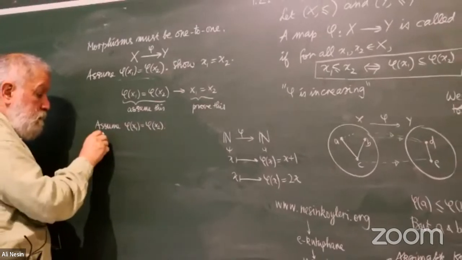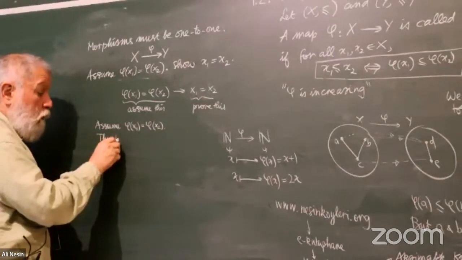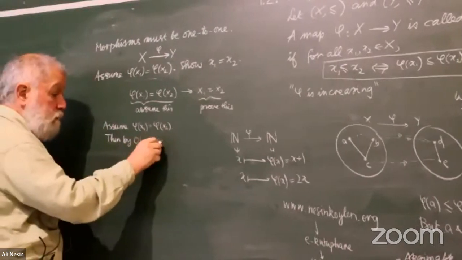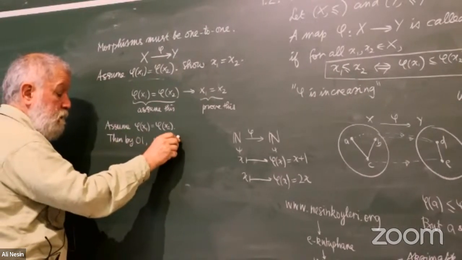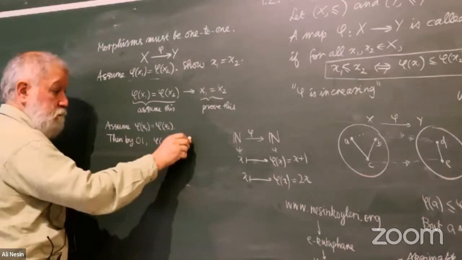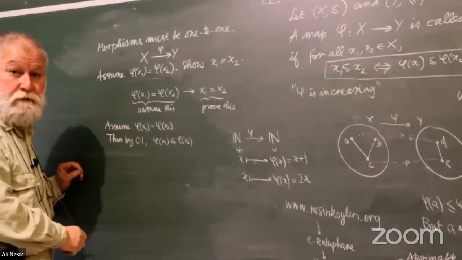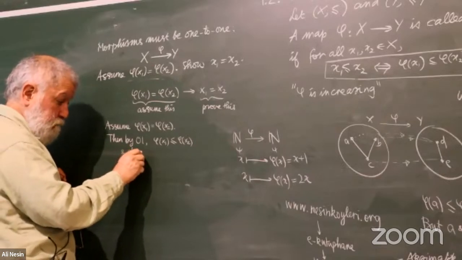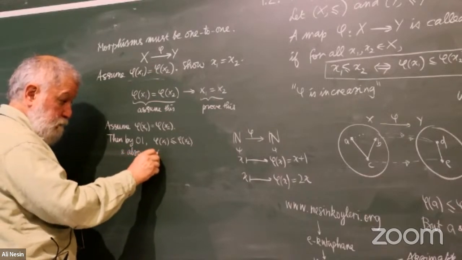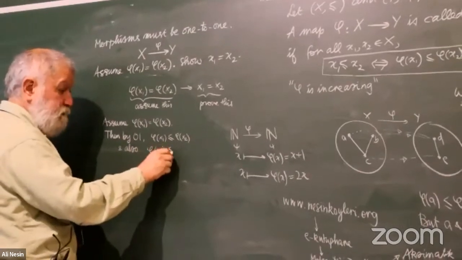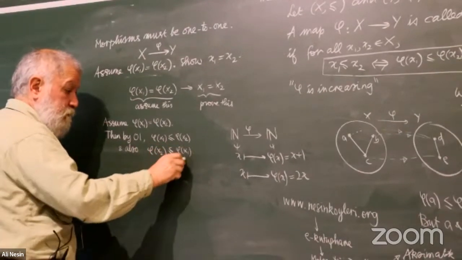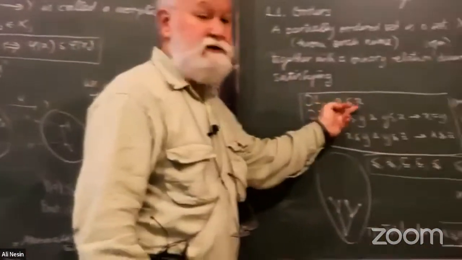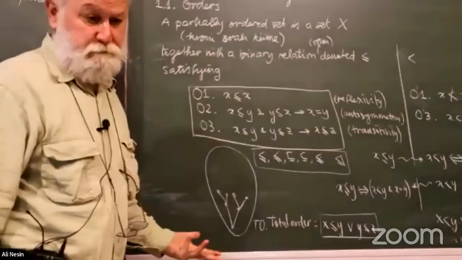Then by O1, phi of x1 is less than or equal to phi of x2, right? And also, again by O1, phi of x2 is less than or equal to phi of x1, correct? What does O1 say? O1 says any element is less than or equal to itself, right?